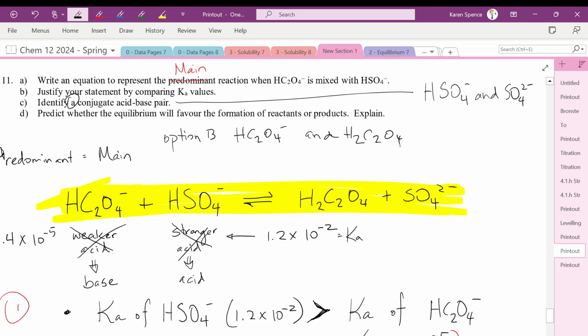Now, do you guys know how to figure out whether the products or the reactants are favored at equilibrium? Yep, go do it. Okay, figure it out.